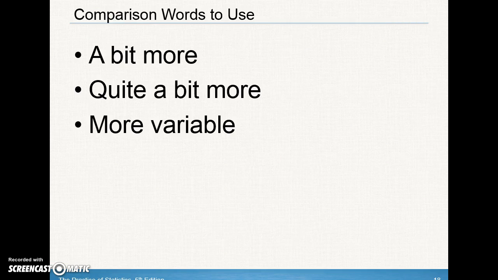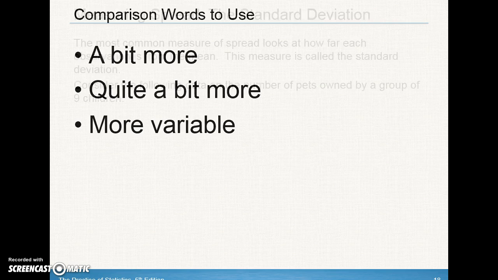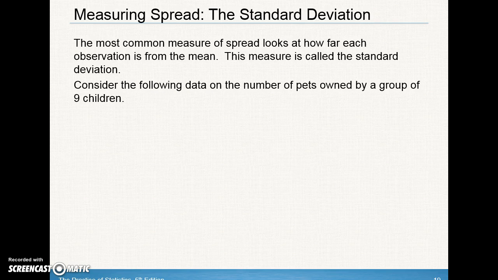Okay, also, when describing data, some common or good words to use so far would be things like a bit more, quite a bit more, a little less than, more variable, less variable, things like that. Okay, now we move on.